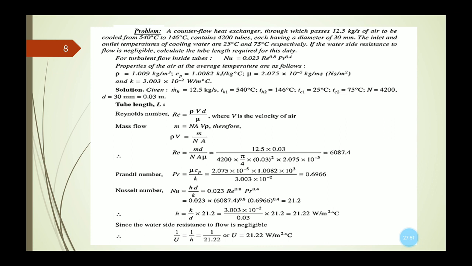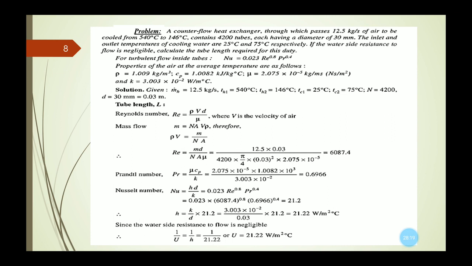Now how to calculate the value of the Prandtl number? We need to use its formula, which is mu Cp divided by K. It is the formula of the Prandtl number that we have studied in the convection part. Mu is given in this numerical, Cp is also given, and the value of K, that is thermal conductivity. So all the things are given. Putting all these values, we can calculate the Prandtl number, which is coming as 0.6966.